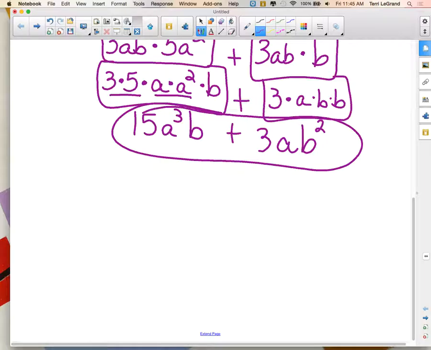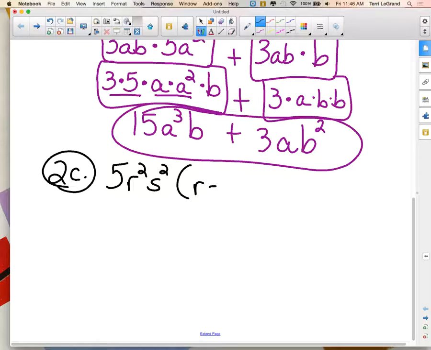Okay, write down 2c now. We have 5r squared s squared. Remember that first of all, the 5 should be bigger than the variables, because 5's and s's can get mixed up. You can't tell one from the other sometimes, but the 5 should be bigger than the s. And then we're going to have it times r minus 3. And again, that s should be smaller than that 3.